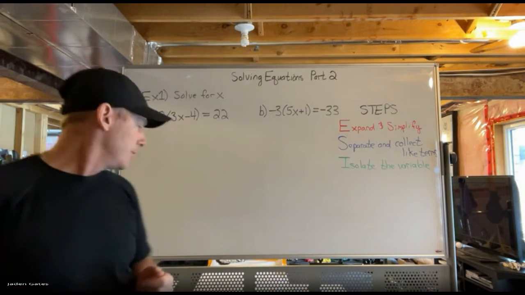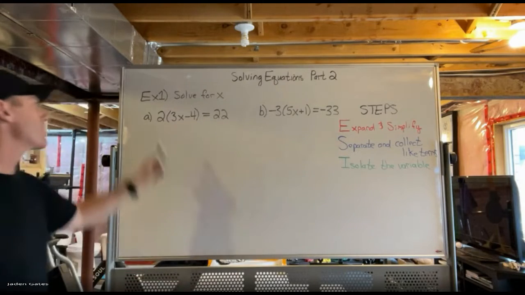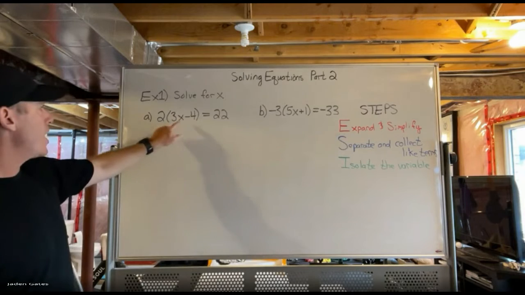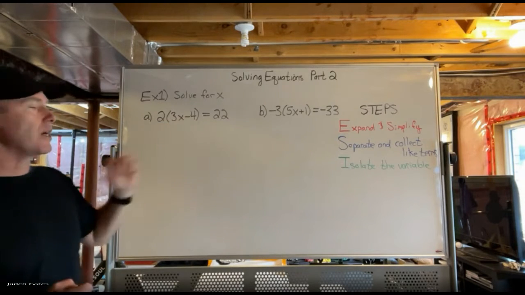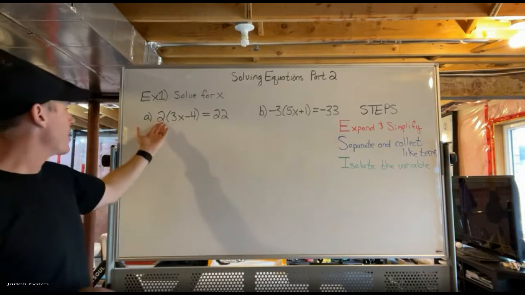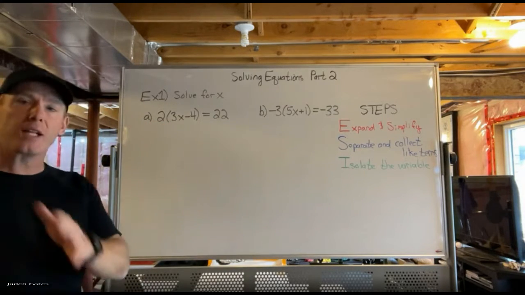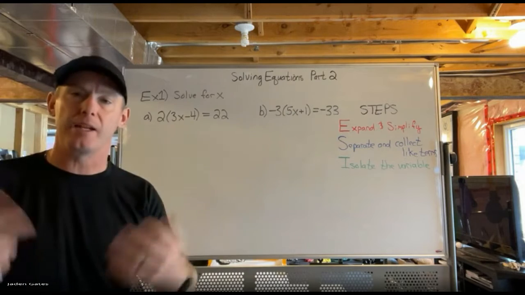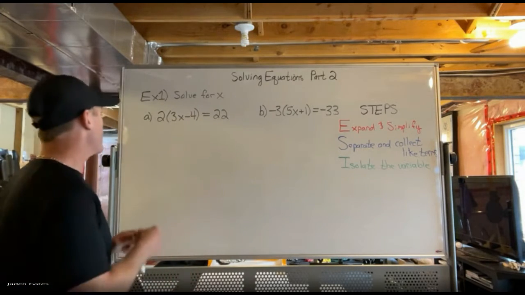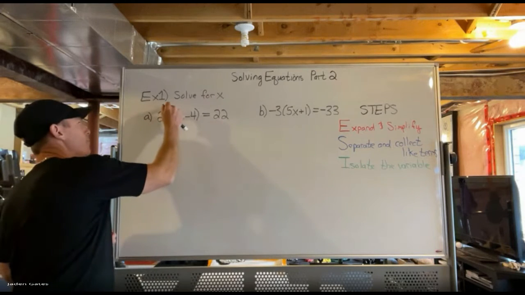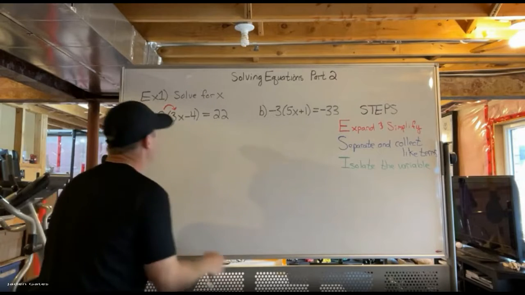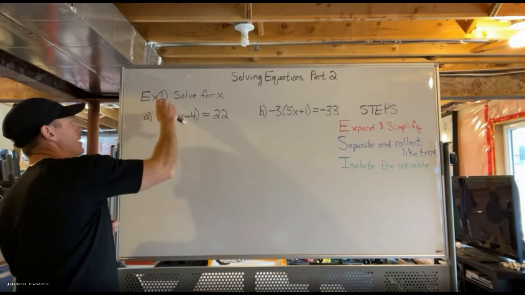All right, so in my first example here, A, solve for x, we have 2 times (3x minus 4) is equal to 22. As you can see, I have something in front of brackets, and so that's where I'm going to have to expand, which means I'm going to have to use the rainbow rule. So I'm going to take that 2 and multiply my 3x, and I'm going to take that 2 and multiply my negative 4.